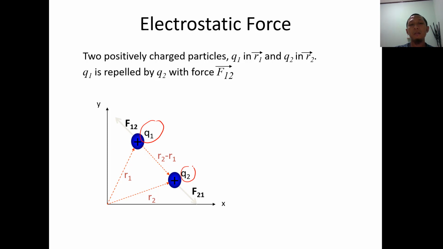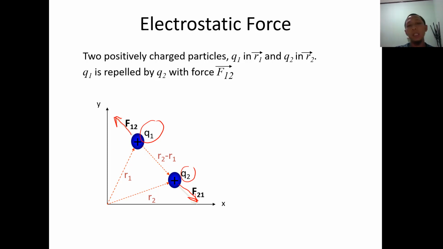The first step to solve these problems is to draw. First, draw on Q1. This is F12, which means the force on particle 1 because of particle 2. Because these have the same sign, they will repel each other, so the electric force on particle 2 will be like this. This is F21, the force on particle 2 because of particle 1.